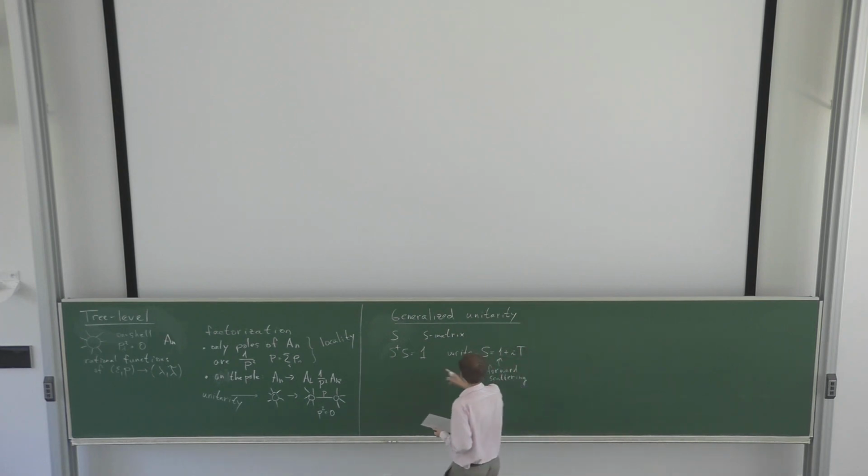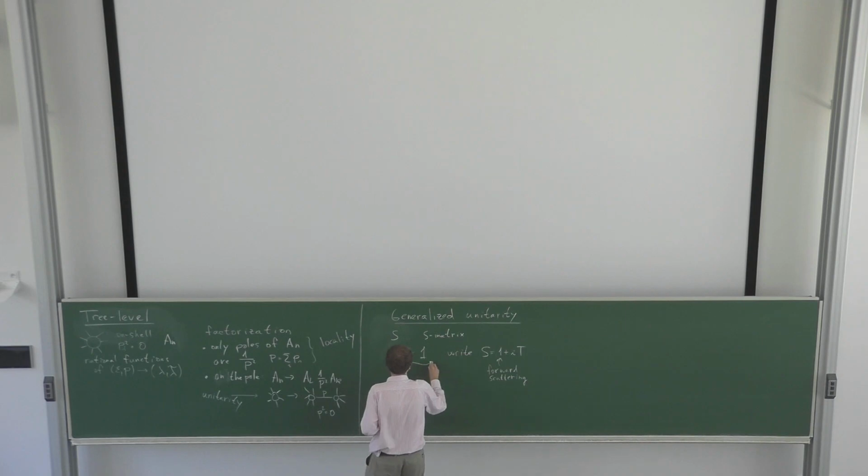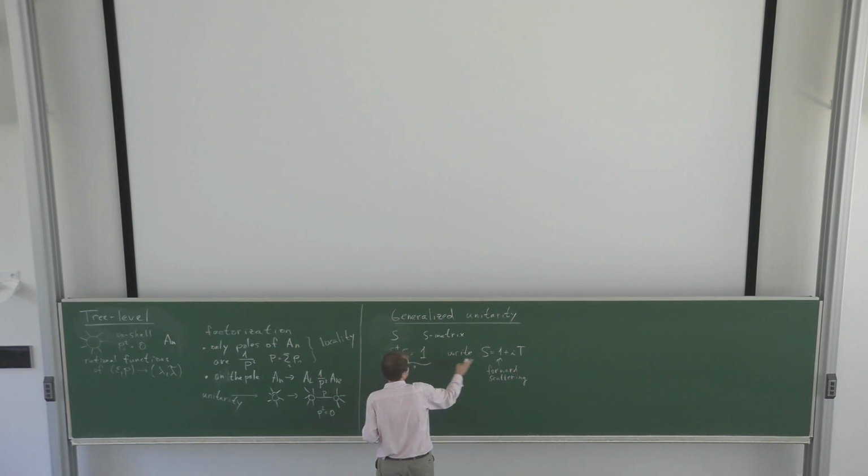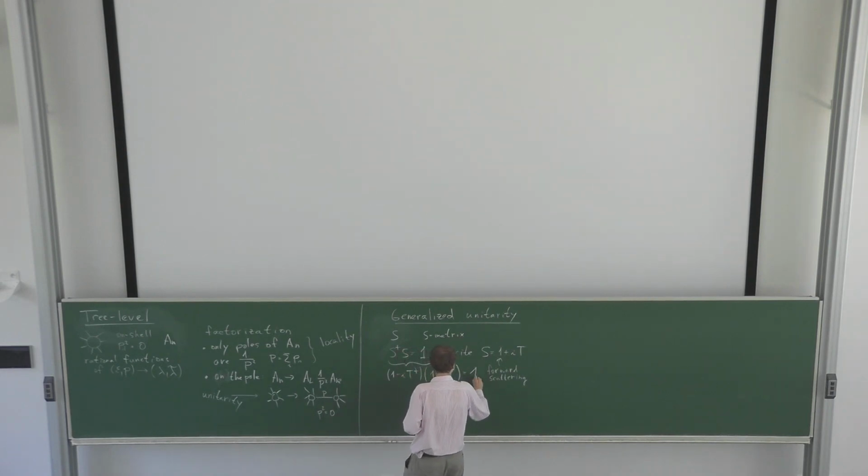So if I plug this expression here, and the ones cancel on both sides, this unit matrix here, and the unit matrix here, so if I plug it there, I get 1 minus i T dagger times 1 plus i T is equal to 1. Cancelling the ones, I get i (T dagger minus T) is T dagger T.